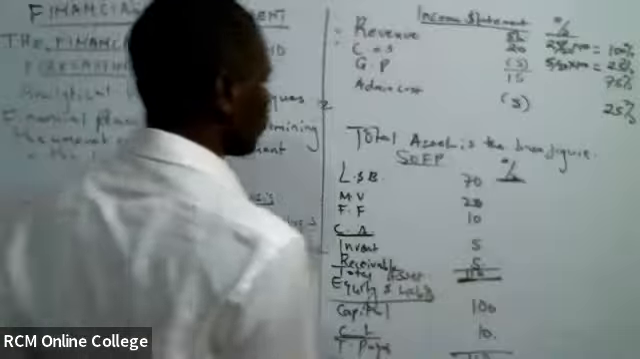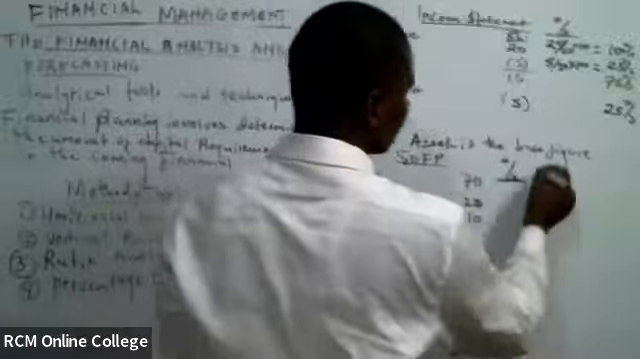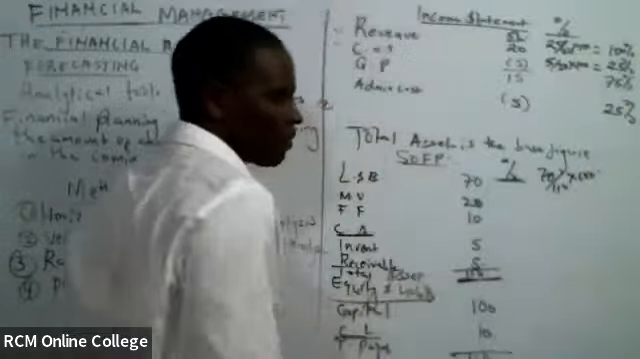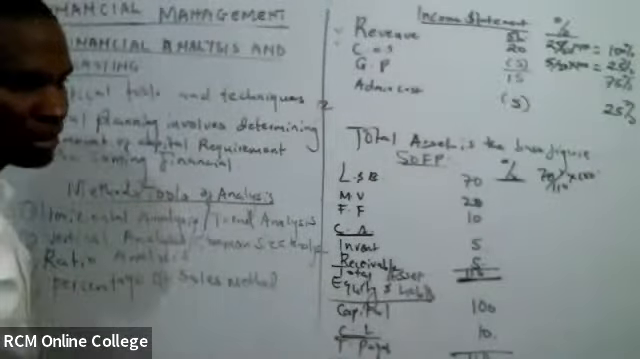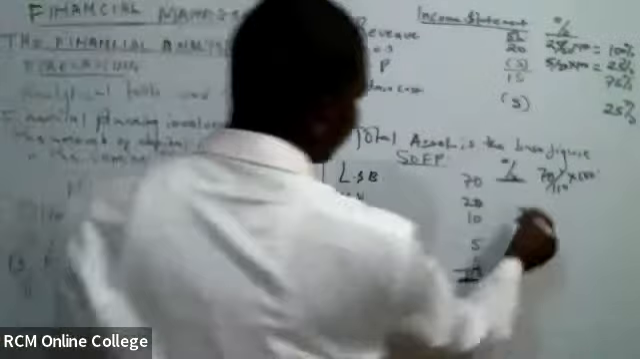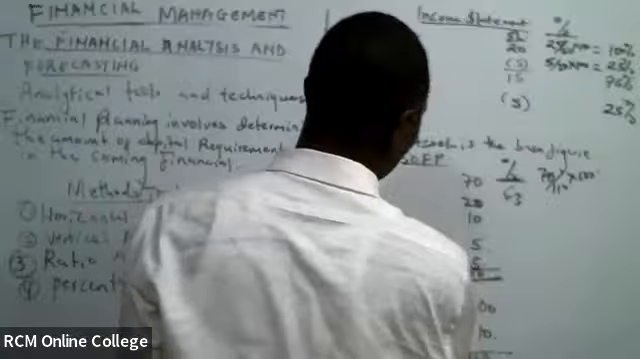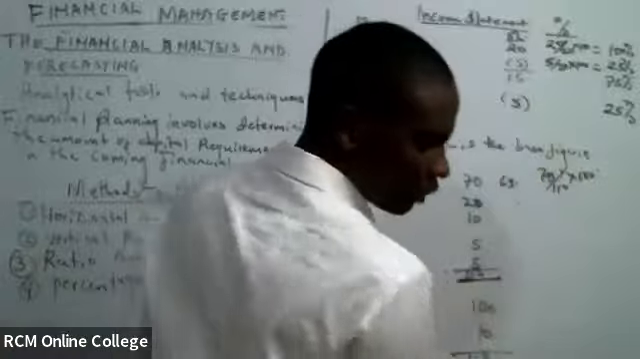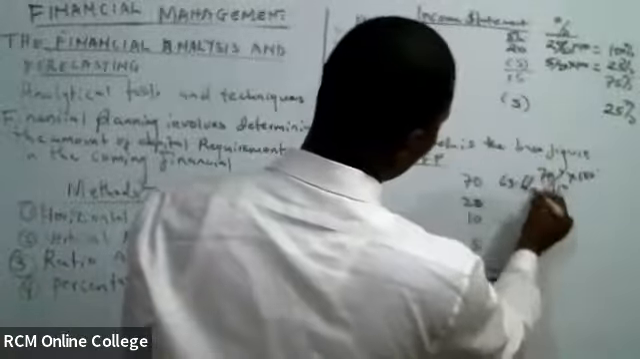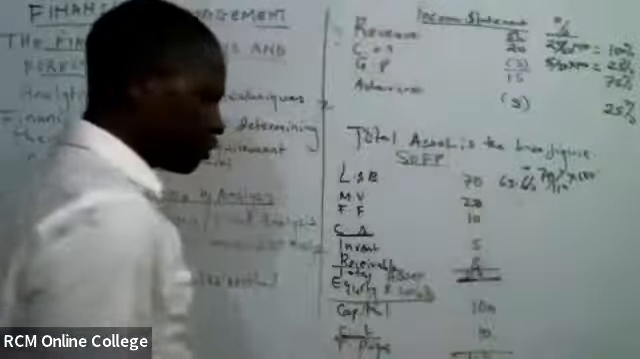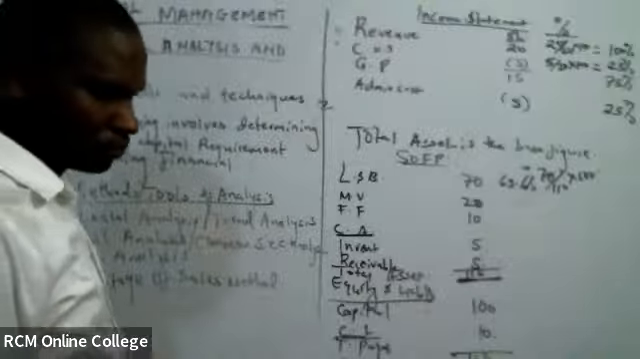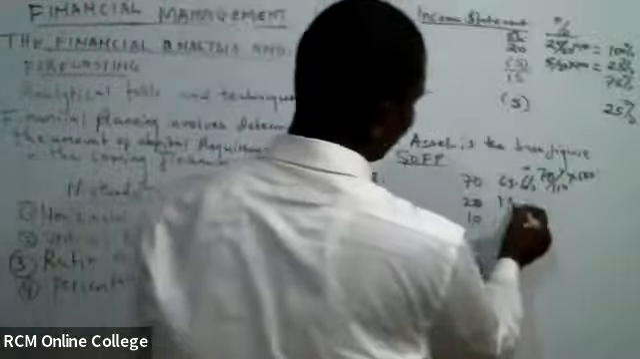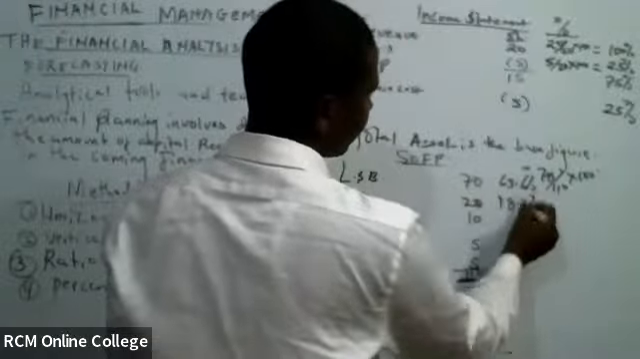So it will be given by, for example, our land and building will be 70 out of 110 times 100. So what is the percentage of our land and building? 63.6%. What about my motor vehicle? Let's do it very fast. Motor vehicle, it's good that we understand it from this point. 18.2.